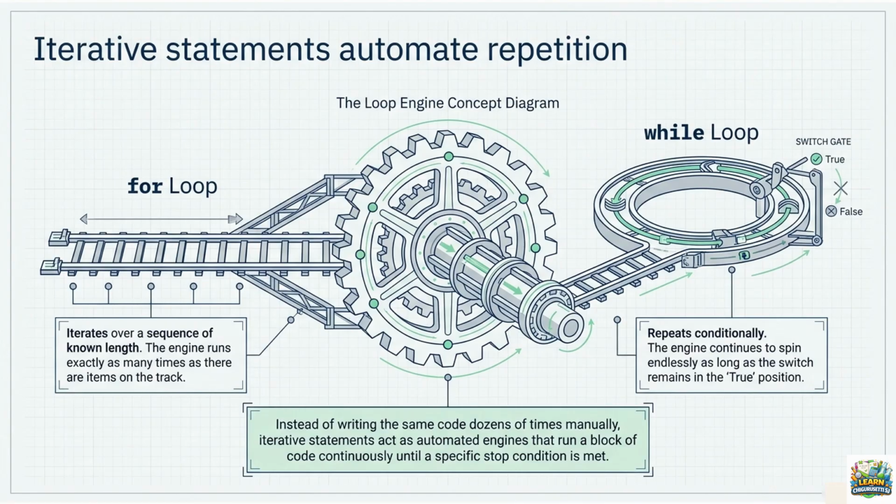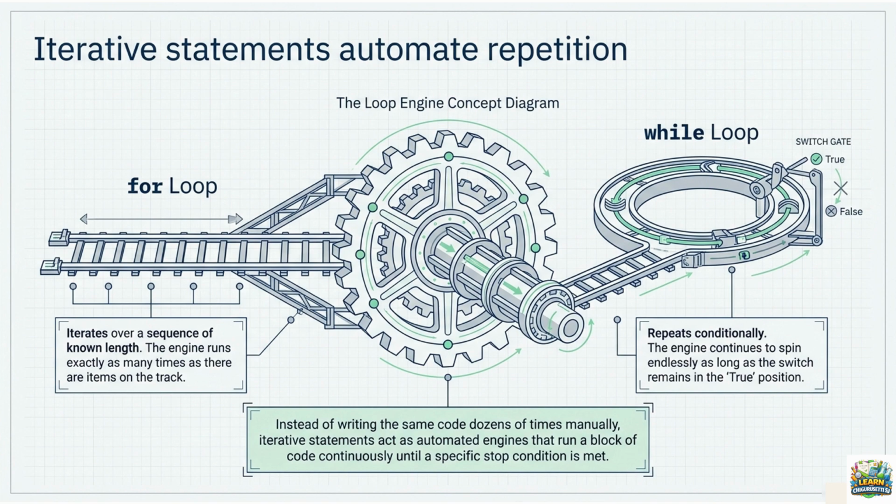So, iterative statements automate repetition. We have two types of loops: for loop and while loop. First of all, what is a loop? A loop is a repetition of a block that repeats conditionally or else repeats in a sequence. Like the example of an engine, it rotates repeatedly until we stop.